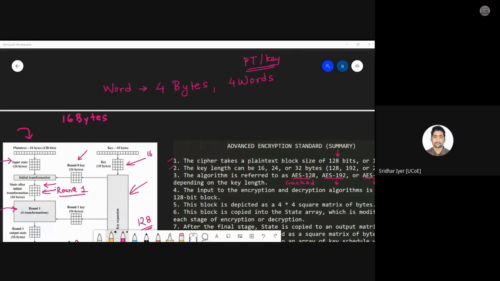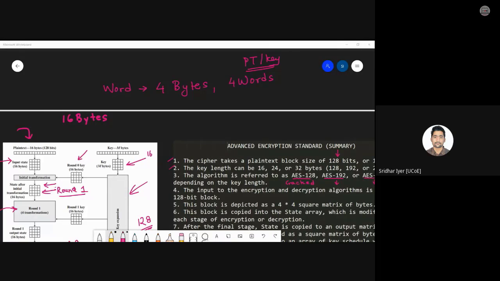So I can say that one word is of 4 bytes size. And similarly, the plain text is of 16 bytes. So how many words will it be? We are now going to discuss only in terms of words, right? So what will be the size of the plain text or the key in terms of words? Kindly give me your answers. 4 words, correct. So I can say that the plain text or the key, which is nothing but a 4 by 4 matrix of 16 bytes, is nothing but 4 words.